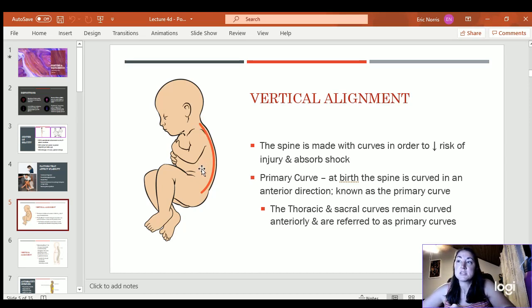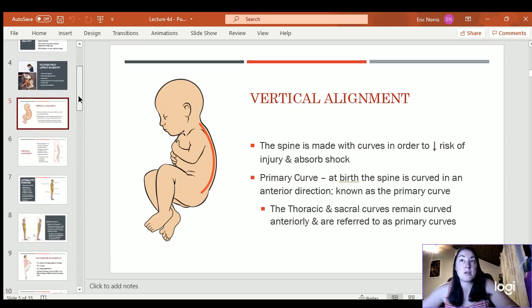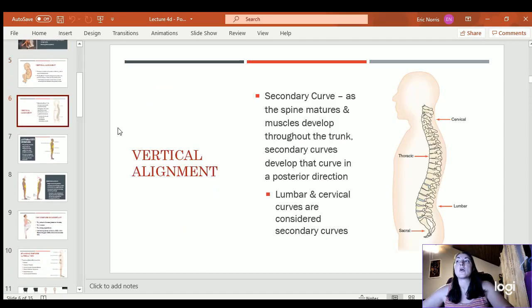Now the thoracic and the sacral curves continue to be in an anterior position, so those become named as the primary curves as your spine matures. So initially the whole spine is anterior and is all called the primary curve. Then as it matures, the thoracic spine and the sacral spine remain in an anterior curve, and they continue to be called primary curves. Secondary curves, though, are the cervical and lumbar spine, the part that we call lordosis. So the primary curves are in kyphosis anteriorly, and then the secondary curves are in lordosis. The cervical and lumbar are in a posterior direction once they mature, and so they're known as the secondary curves.